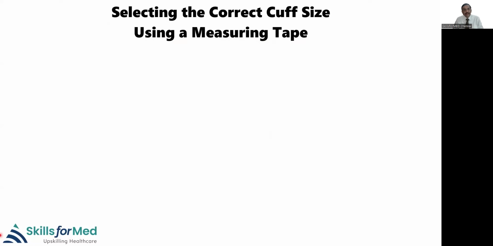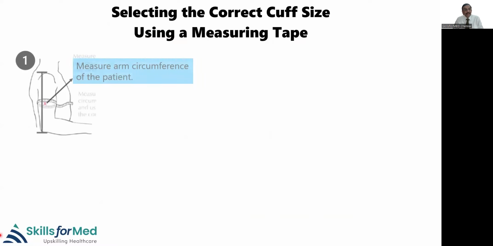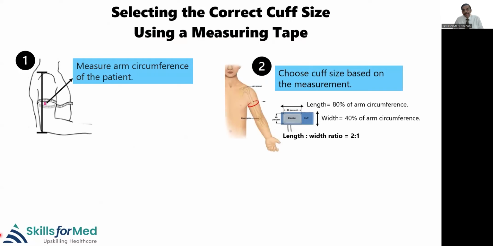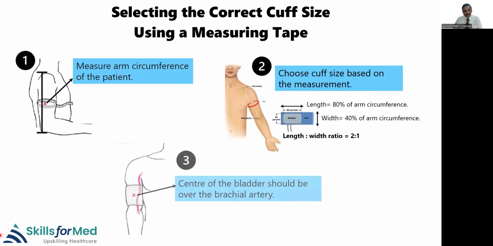So how do you select the correct cuff size? Traditionally, we are taught in nursing school or medical school that you have to use a measuring tape and measure the mid-arm circumference, and then choose the cuff size. The length of the bladder of the cuff should be 80% of the arm circumference, and the width should be 40% of the arm circumference. The length to width ratio is 2:1. And you have to tie the cuff so that the bladder is over the center of the brachial artery. This is pure textbook teaching.